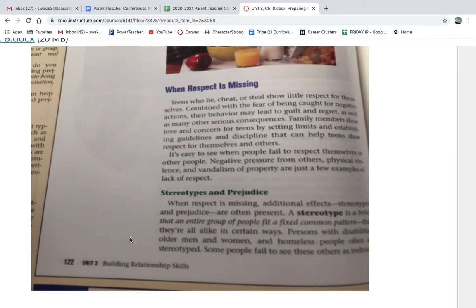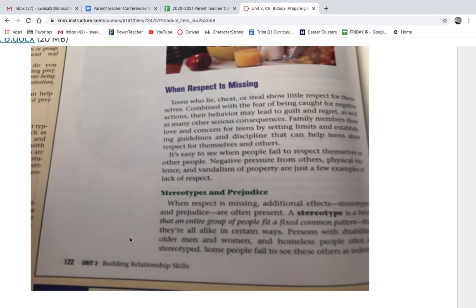Okay, the next section says, when respect is missing, teens who lie, cheat, or steal show little respect for themselves. Combined with the fear of being caught for negative actions, their behavior may lead to guilt and loss of respect, as well as many other serious consequences.